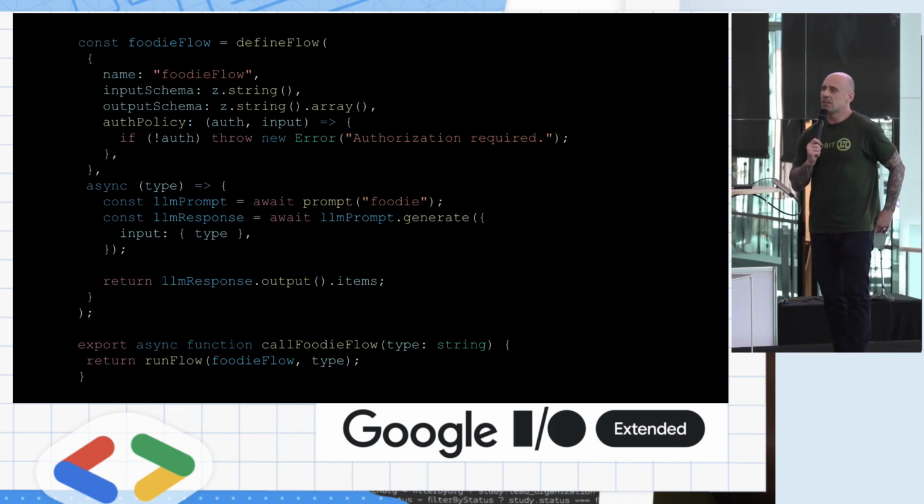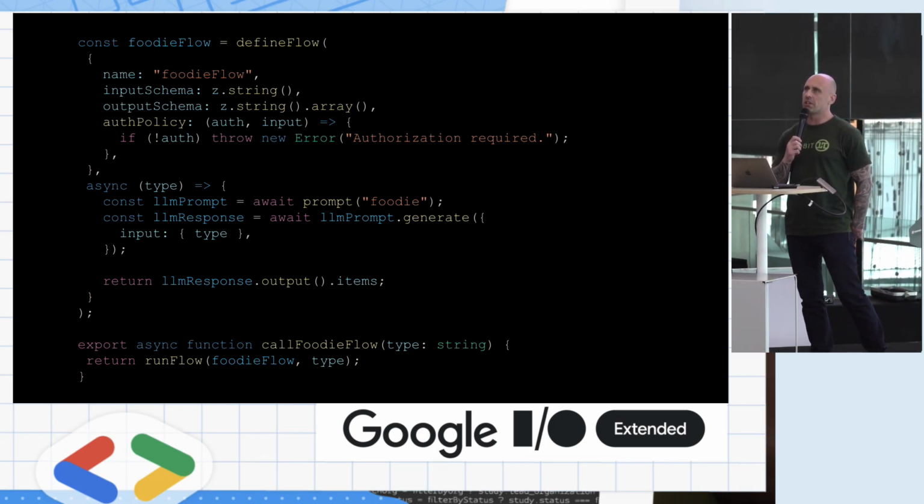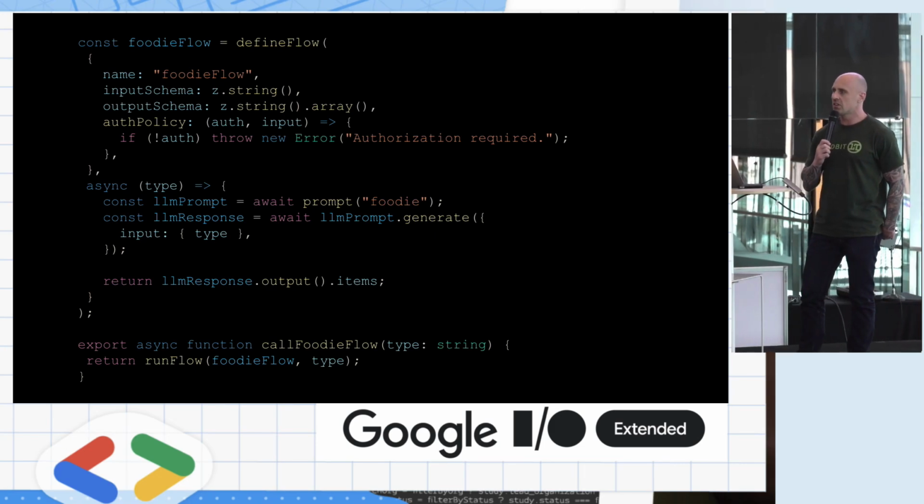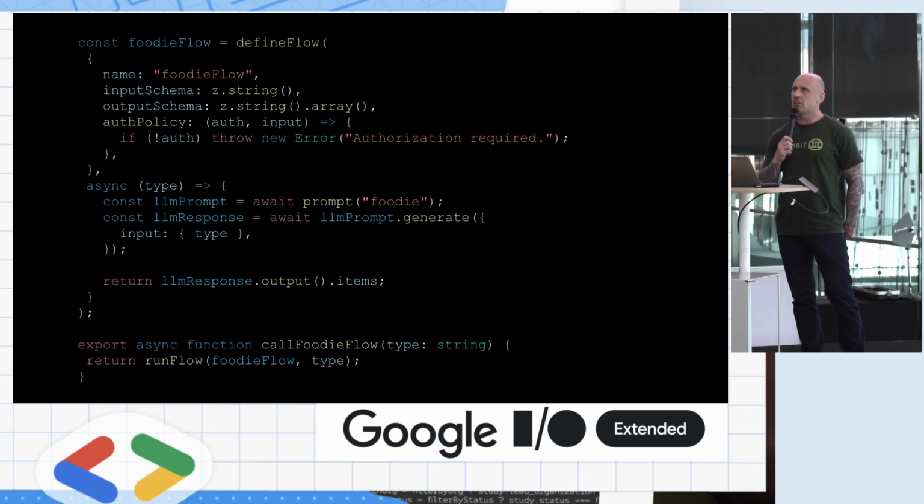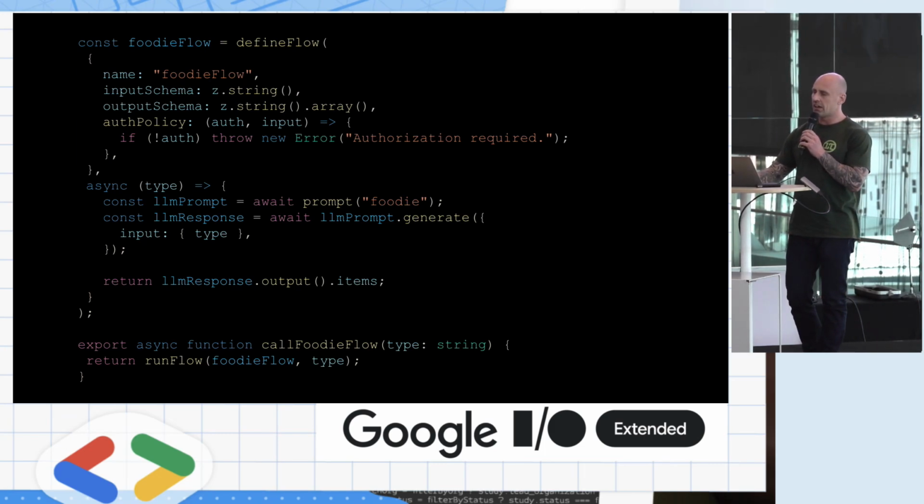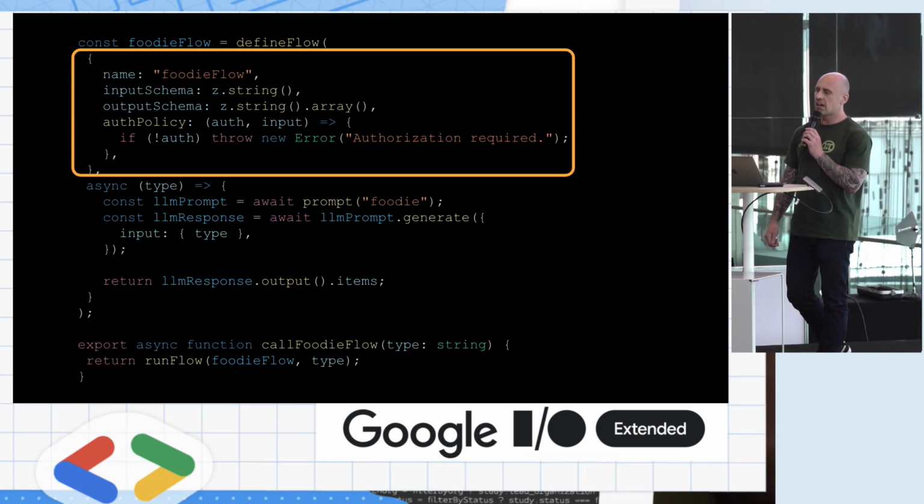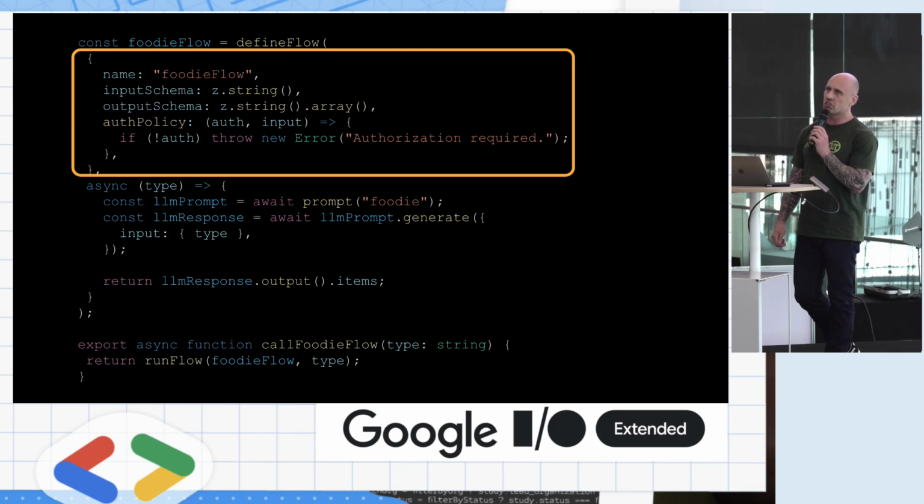The next step is for us to define the flow inside of our application. In this case, we are building a Next.js application, so this would normally be done inside of one of your hooks, for example. You define the flow by saying define flow, and you provide it with some configuration parameters. You need to provide a name, an input schema, and an output schema.